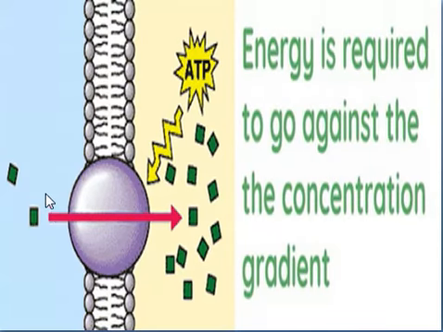Active transport involves movement of substances from lower concentration to higher concentration. See, in the lower concentration, only two molecules are there. Here, more molecules. Since the molecules move from lower concentration to higher concentration, energy is used. ATP energy is used, and the molecules are carried by carrier proteins. This is a carrier protein. This is the cell membrane. Carrier proteins carry the substances by spending energy. So this is an active process.